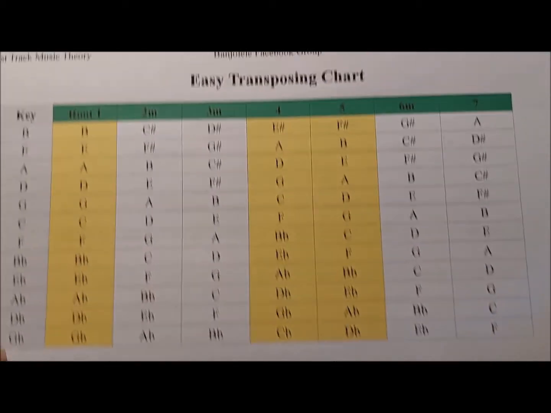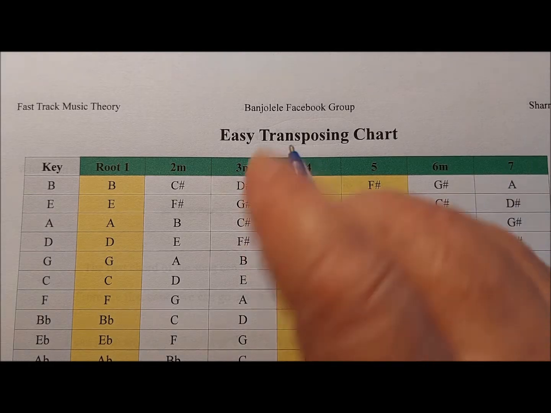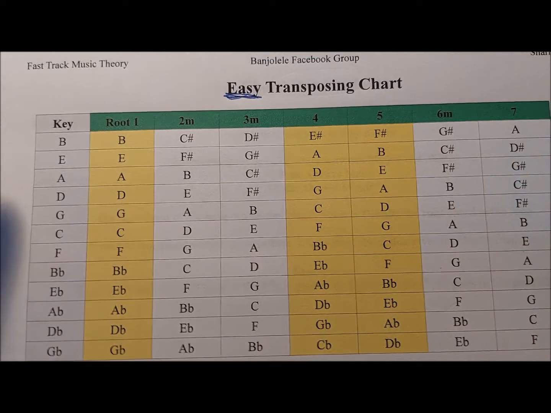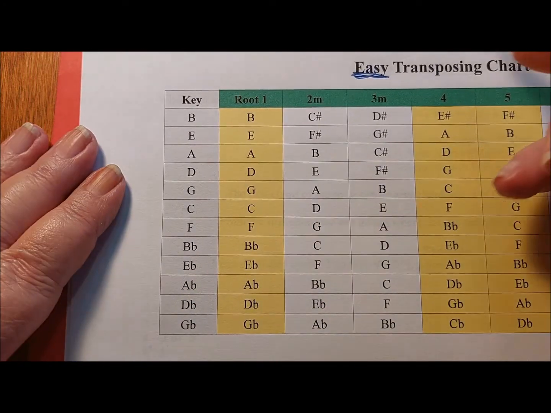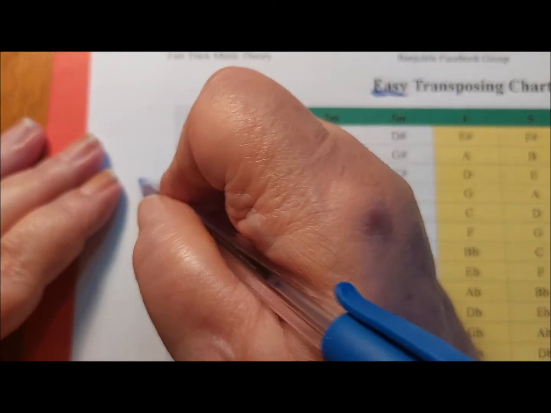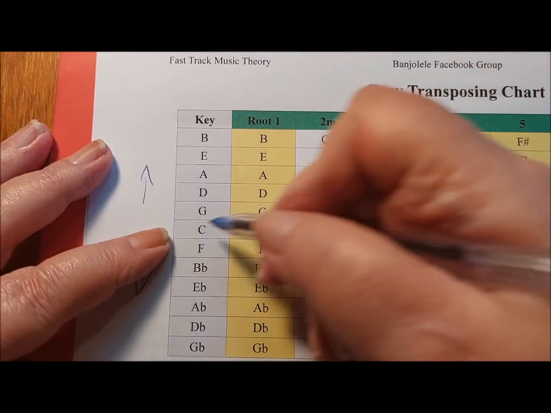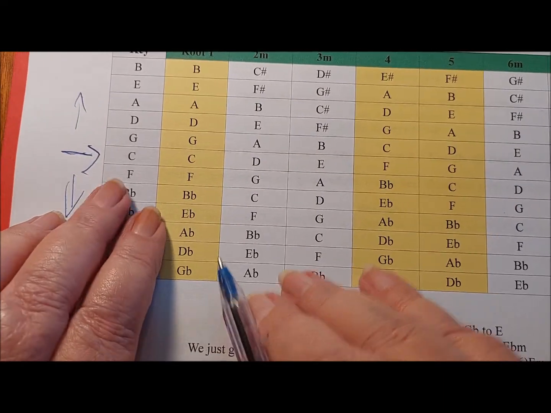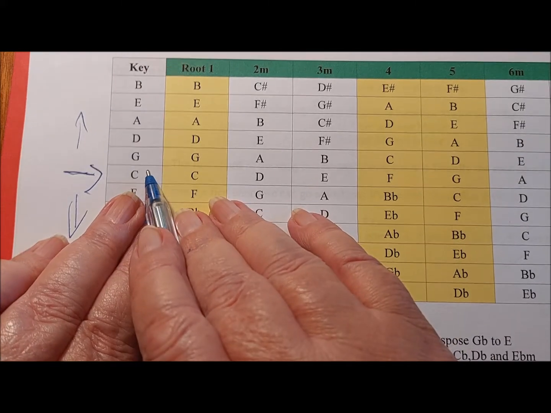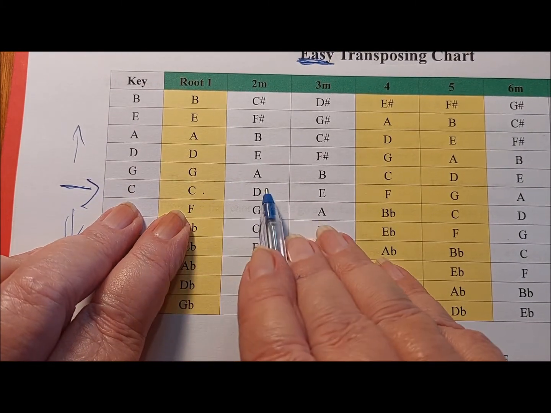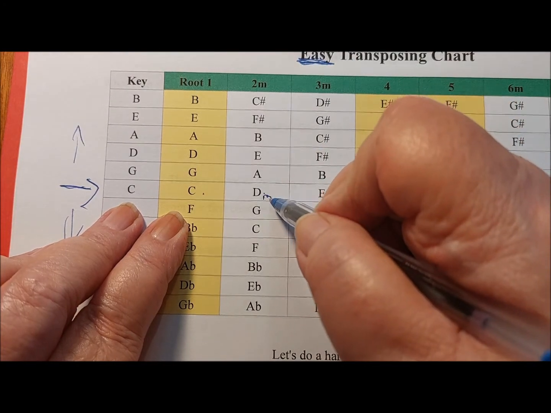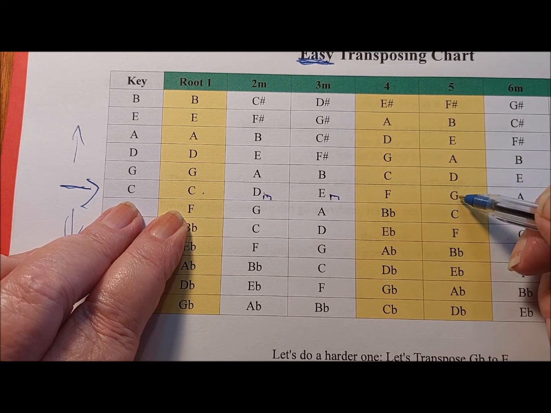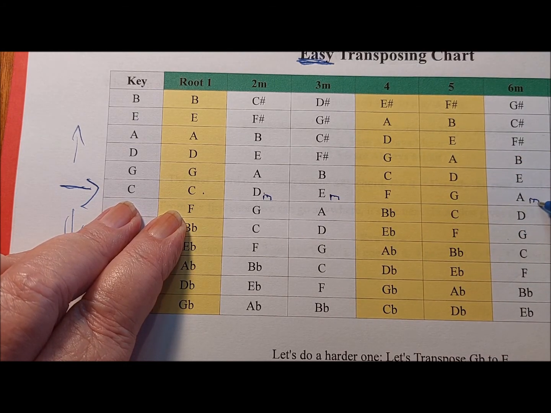Okay, so here's your big, easy transposing chart. Easy. Here's all your keys. I put them in the order of sharps and flats. So sharps are going up, flats are going down. So we always start with C. Okay? Here, let's take our C. So our first root is C. Second is a D, but you know that's going to be minor. 3 is minor. 4 is F. 5 is G, 6 is a minor.